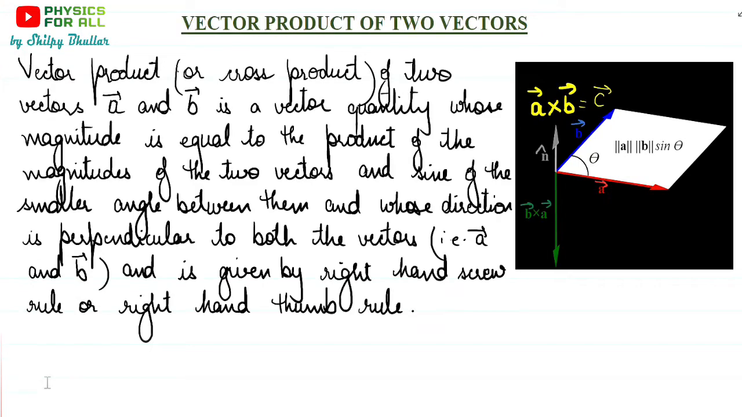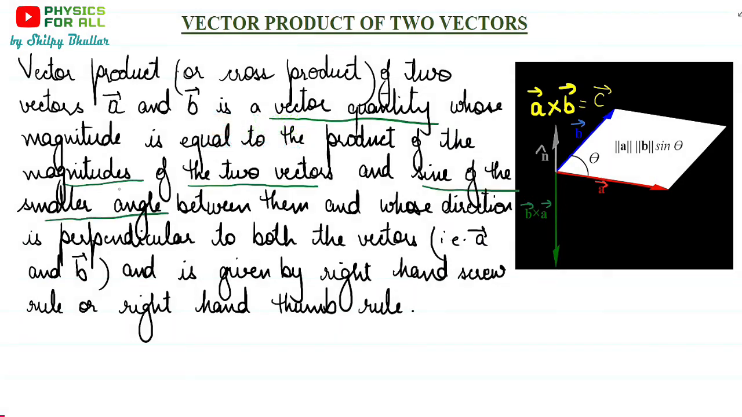Let's start. The vector product or cross product of two vectors A and B is a vector quantity. So the first thing to note is that the vector product of two vectors gives us again a vector quantity, whereas in scalar product we were obtaining a scalar quantity. The cross product is a vector quantity whose magnitude is equal to the product of the magnitudes of the two vectors and the sine of the smaller angle between them.